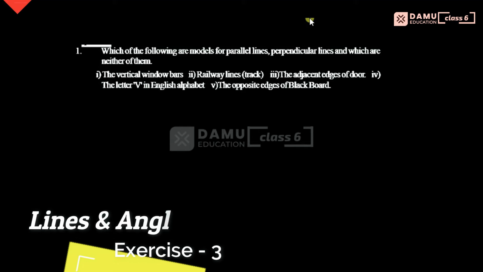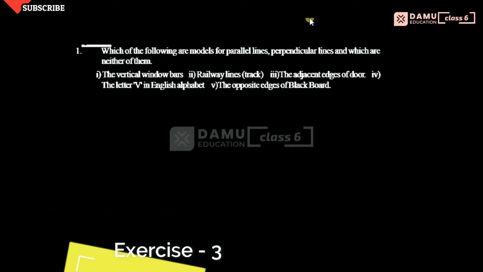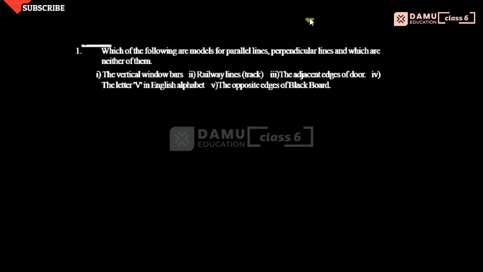So in this module we are going to discuss which of the following are models for parallel lines and perpendicular lines and which are neither of them. First one, the vertical window bars. Second one, railway lines, that is track, the adjacent edges of door, the letter V in English alphabet, the opposite edges of blackboard. So first one, actually the vertical window bars.